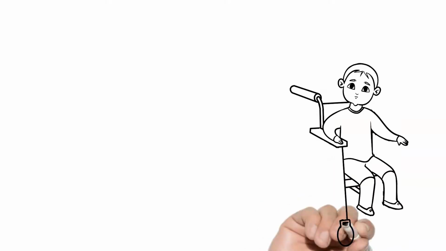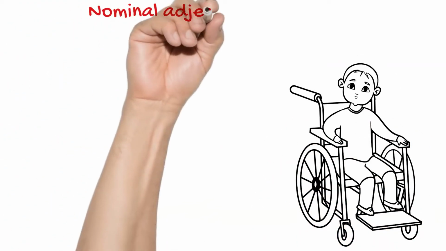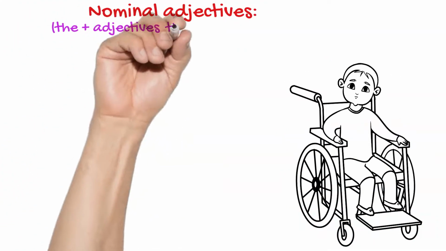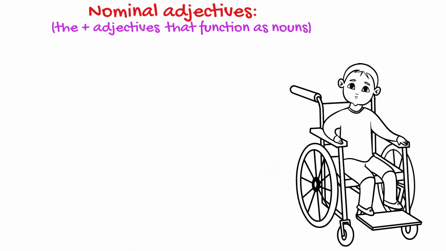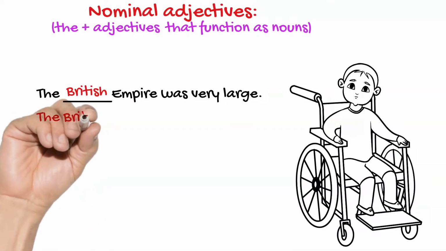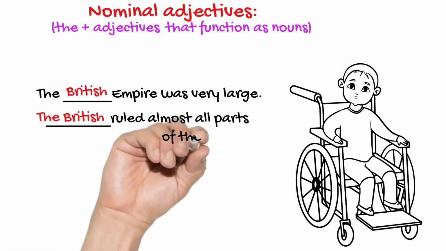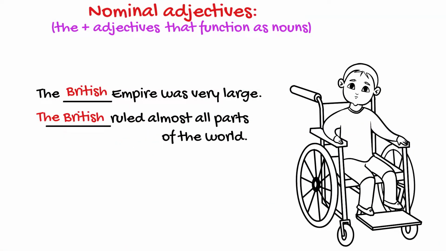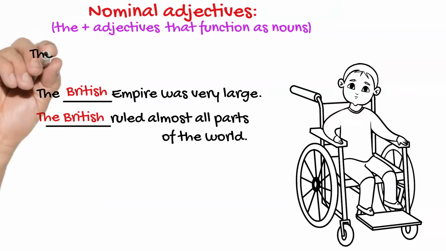Any adjective that performs the function of a noun grammatically is called a nominal adjective. And the always comes before it. For instance, the British Empire was large. The British ruled almost all parts of the world. British is an adjective in the first sentence. But the same word in the second sentence functions as a noun. We call such words nominal adjectives. We can see two more examples now.